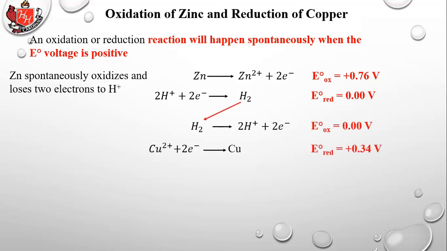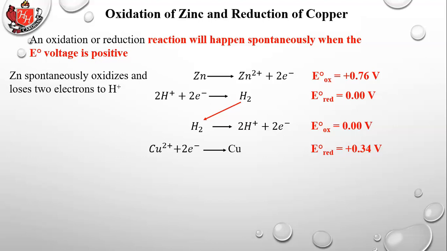Now, let's turn this reaction around. We have hydrogen, which is now being oxidized. It's losing 2 electrons. And where are they going? They're going to copper. They're jumping onto the copper 2+ ion to make it a copper atom. And we see that that happens naturally.